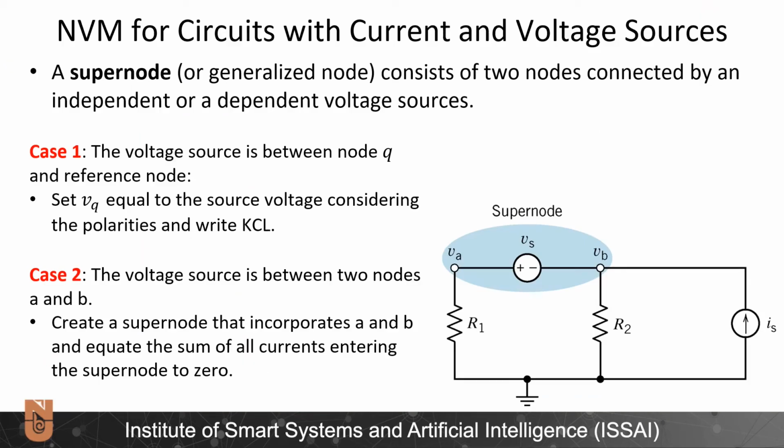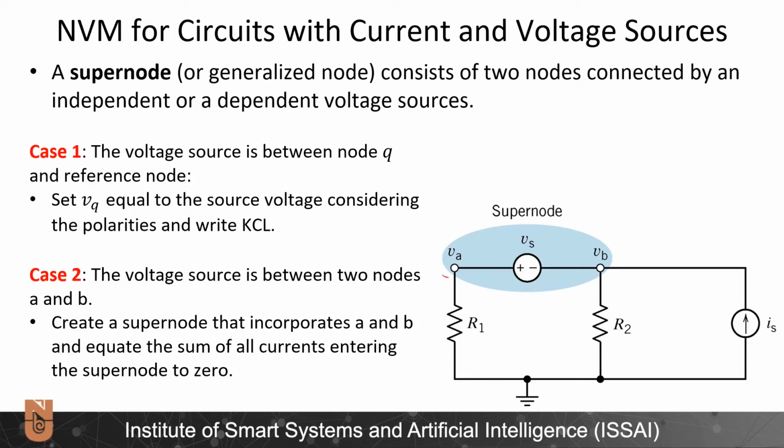An important concept in node voltage analysis is the concept of supernode. A supernode or generalized node consists of two nodes connected by an independent or dependent voltage source. We have two cases. In the first case, the voltage source is between node Q and the reference node. In this case, we set VQ equal to the source voltage, considering the polarities, and write simply the Kirchhoff's current law.